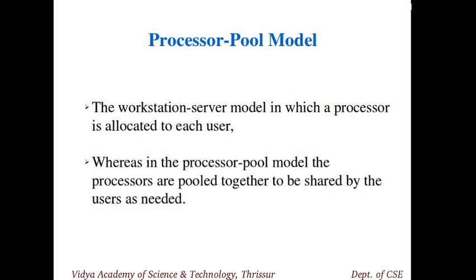The workstation server model, in which a processor is allocated to each user, whereas in the processor pool model, the processors are pooled together to be shared by the users as needed. Whenever a requirement comes, a processor is allocated. No dedicated assignment. So the processors can be shared by a group of users in a very effective manner.